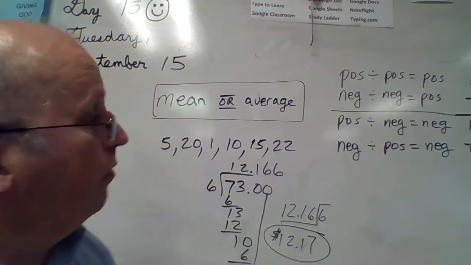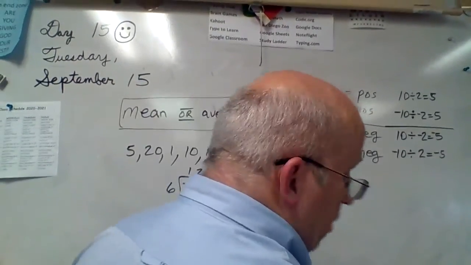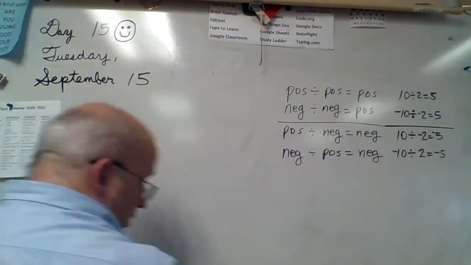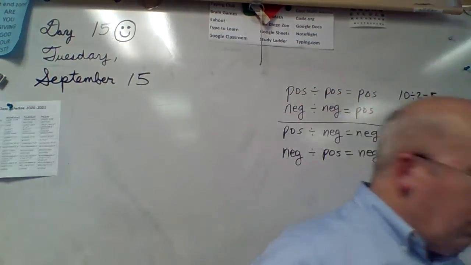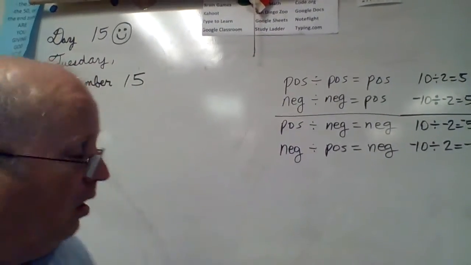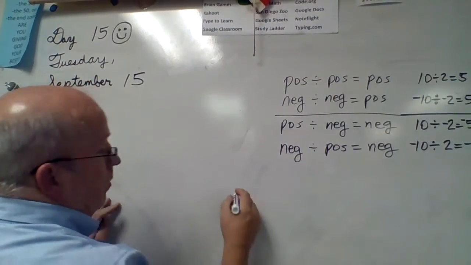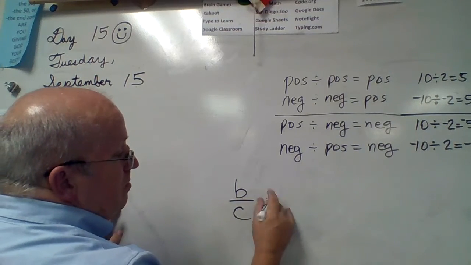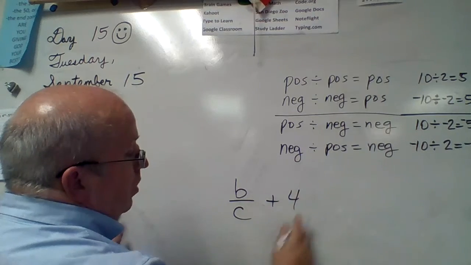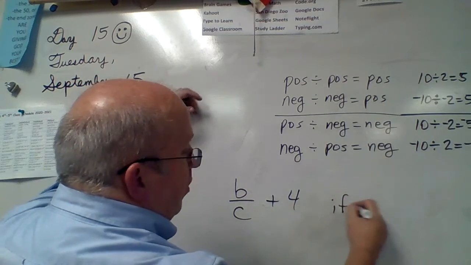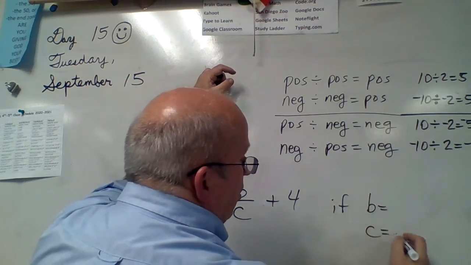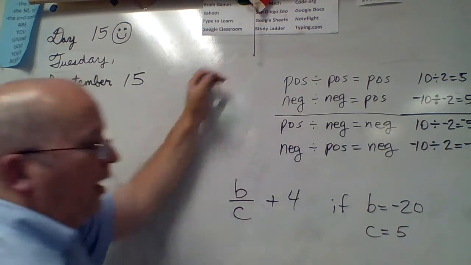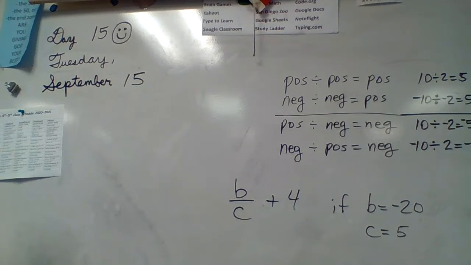Okay, upper graders. What else can we talk about? Well, your book also has an assortment of division problems. Let's try one out here. Imagine I had the following problem. B divided by C plus 4, if B equals negative 20 and C equals positive 5. How would we solve that?